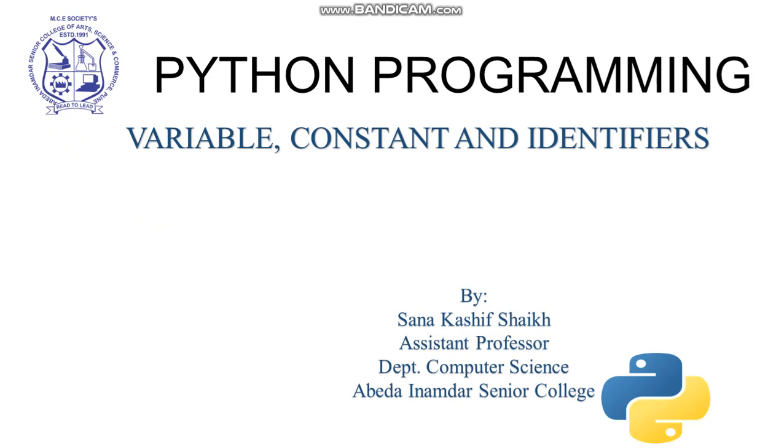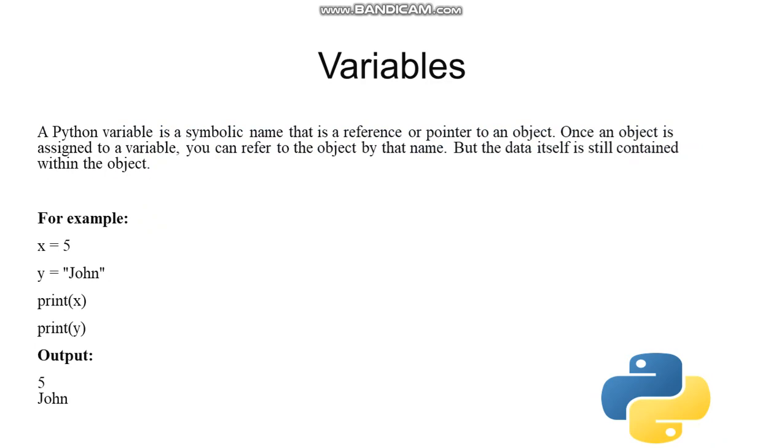Today we are going to see what is variable, constant and identifier. A variable in Python is a symbolic name that is a reference or pointer to an object. Once an object is assigned to a variable, you can refer to the object by that name. But the data itself is still contained within the object.